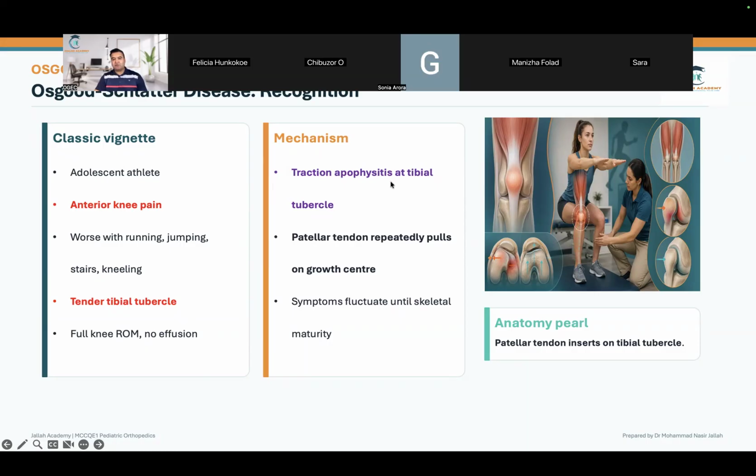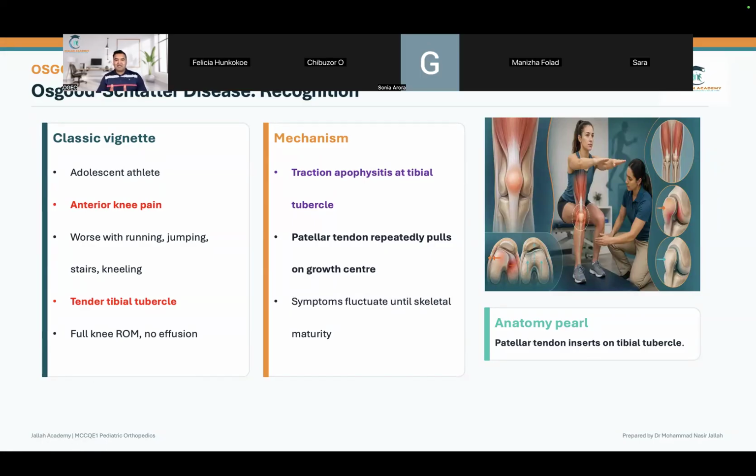Mechanism: traction apophysitis at the tibial tubercle, with the patellar tendon repeatedly pulling on a growth center. Symptoms fluctuate until skeletal maturity. Anatomy pair: patellar tendon insertion on tibial tubercle. So this will be in the exam. Maybe I should have made it red. They might ask you about this anatomy pair. So remember this one: patellar tendon insertion on tibial tubercle.